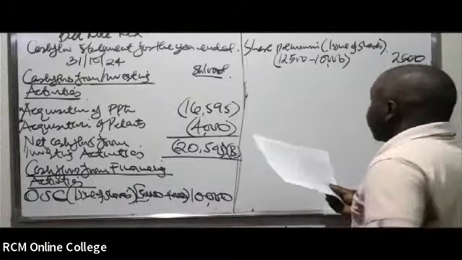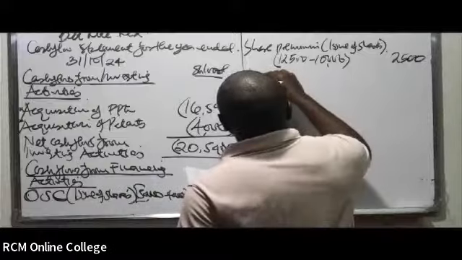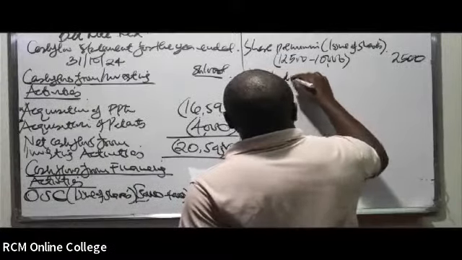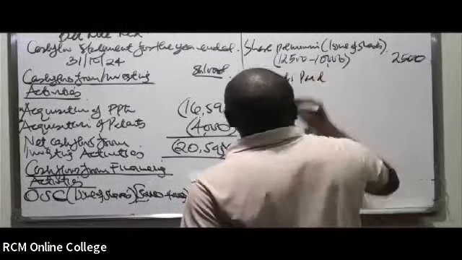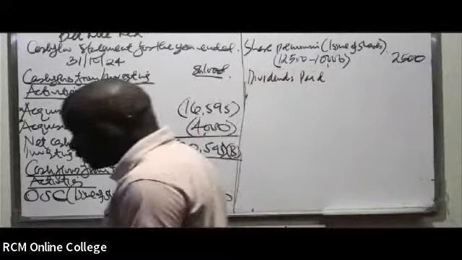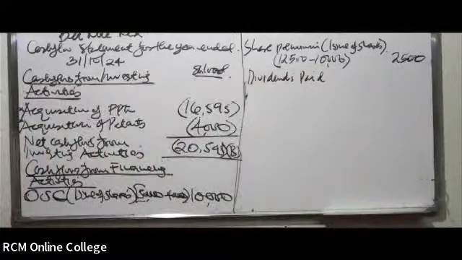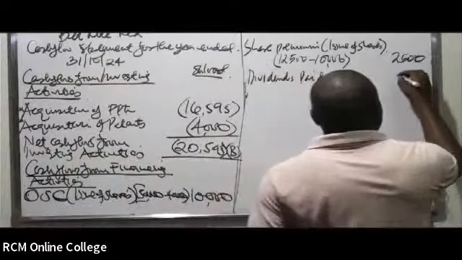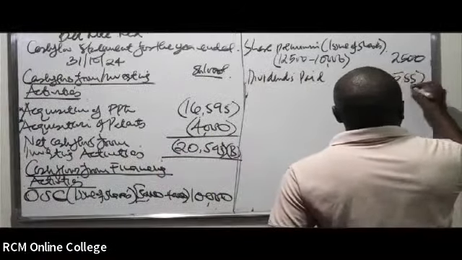Then we have dividends paid, the one you come up with in the retained earnings account. There's a dividend paid of an amount of 585. This money was going out, so 585 you deduct.